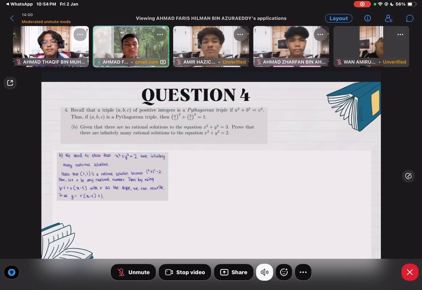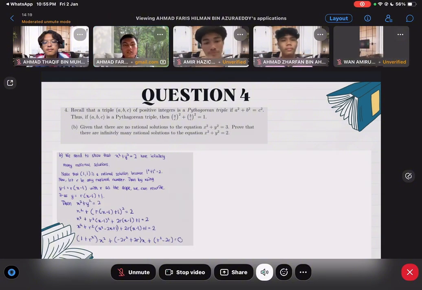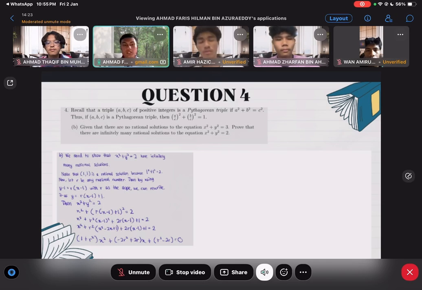During our expansion, we will notice that we get 2 times (u squared plus v squared). Now, if you look back, the question has given us u squared plus v squared is equal to 1. So we can simply substitute 1 into our equation, and then we get 2 times 1, which is equal to 2. Therefore, (u plus v) squared plus (u minus v) squared is equal to 2.